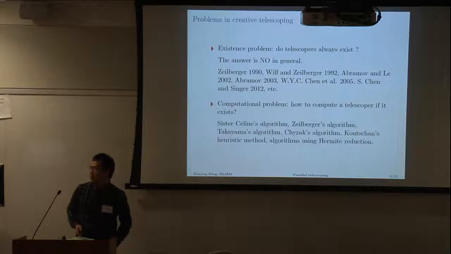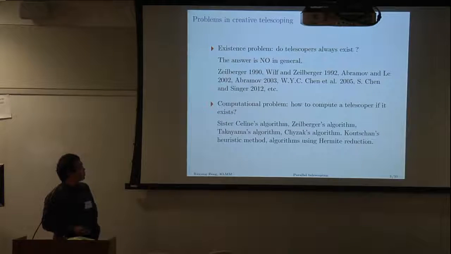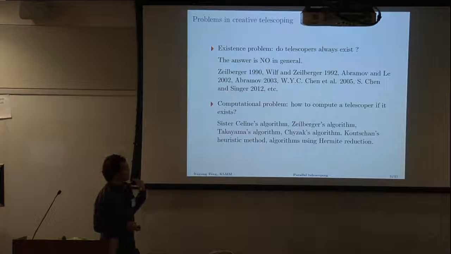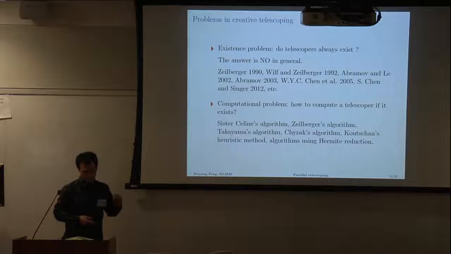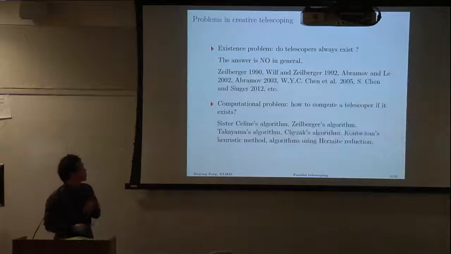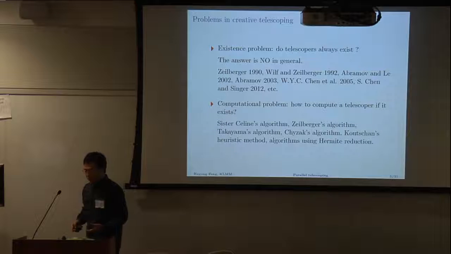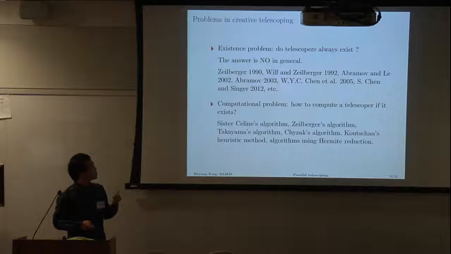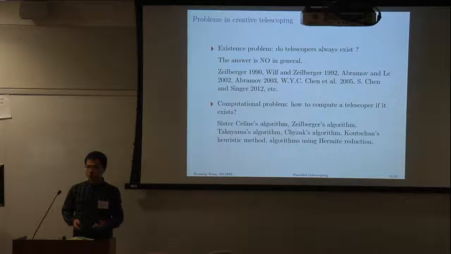There are some problems in creative telescoping. The first one is the existence problem. It asks, given a function, if telescopers always exist. The answer is no. In general, it depends on the given function. There are many results on this problem, which prove that for some particular classes of functions, telescopers always exist, or they give sufficient and necessary conditions that guarantee the existence of telescopers.